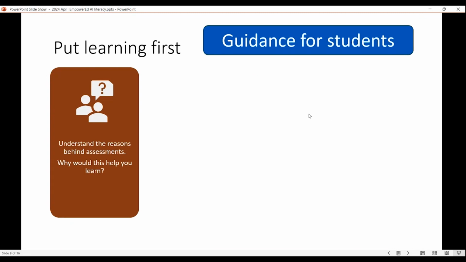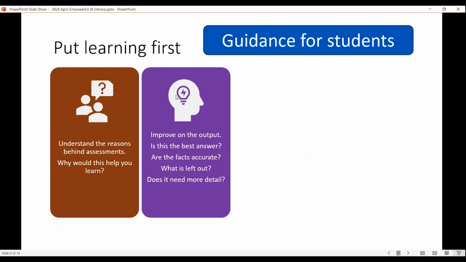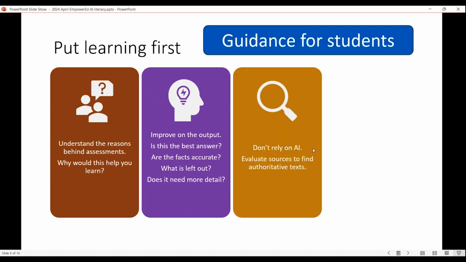In case you're interested in the put learning first, this is a slide from that guidance for students about that. Understand the reasons behind your assessments. Why would this help you learn? If you're using AI, improve on the output. Is this the best answer? Are the facts accurate? What's left out, etc.? And then don't rely on AI. This isn't a replacement for learning. It can be a tool you can use for learning.